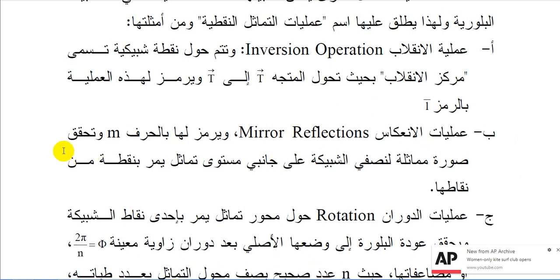Mirror reflections, or chirality, denoted by the letter M, satisfy a compatible two-dimensional image for the lattice halves at both sides of any symmetrical plane that passes through any of its points.